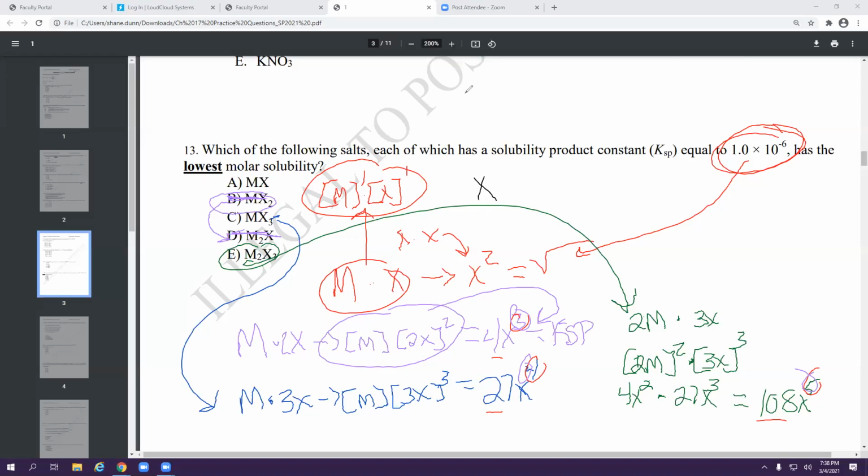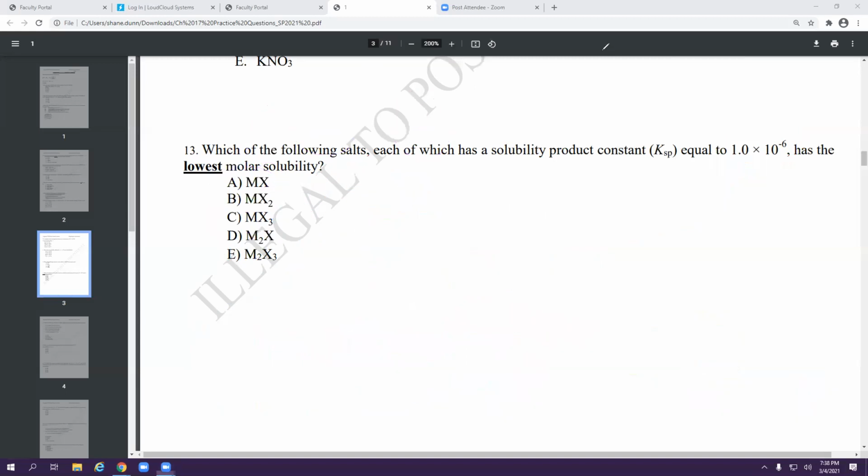Shane, is it E or A? Oh, it should be A. Sorry. Whoops, eraser. The answer is A. Thank you. A. Okay. Moving on.